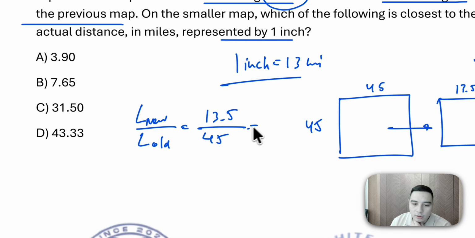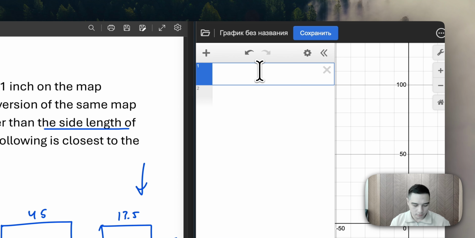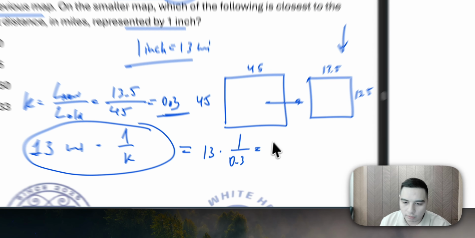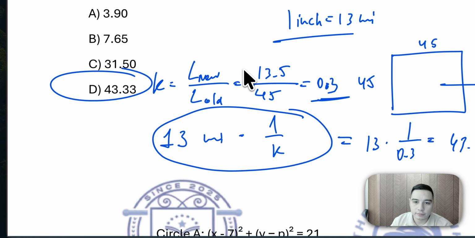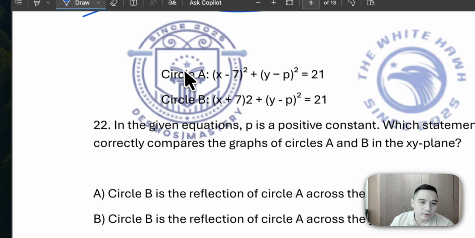So 0.3 is a scale factor. Let's call it K. And if you have 13 miles, that means 1 inch is 13 miles, and I need to multiply the 13 miles by the scale factor 1 over k. So this reverses the scale factor and gets the actual distance. So that means 1 over 0.3, and I need to calculate it. 13 multiplied by 1 divided by 0.3, and we get 43.3333, something like that, and the answer is D. A very, very tricky question if you don't know how to convert. The next one with the circles.